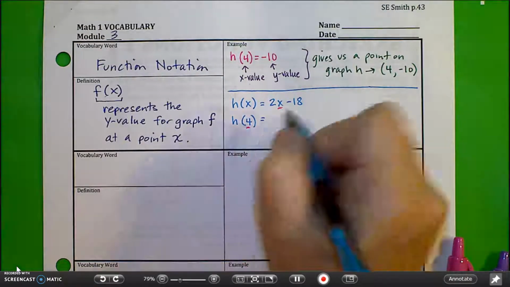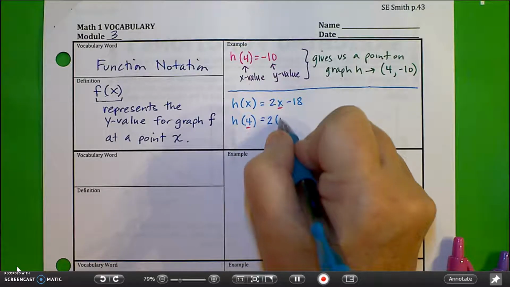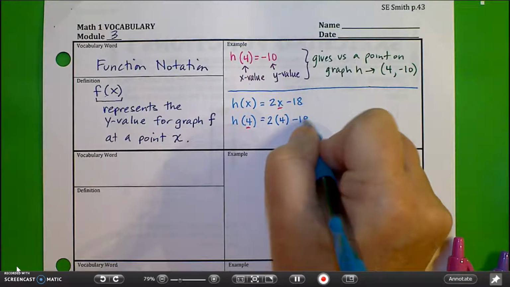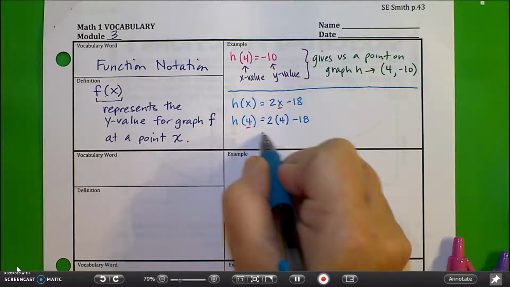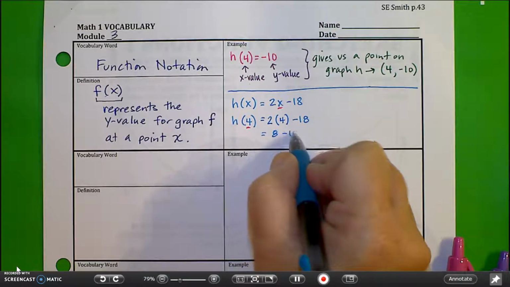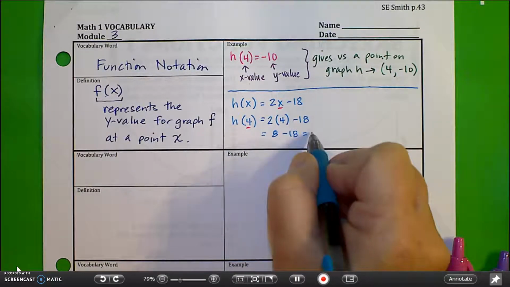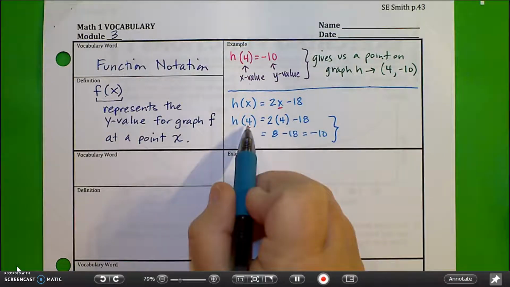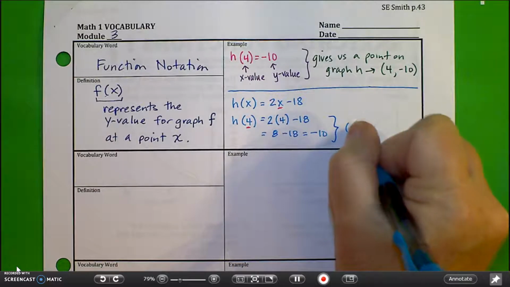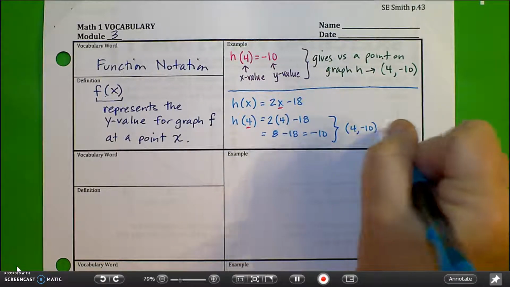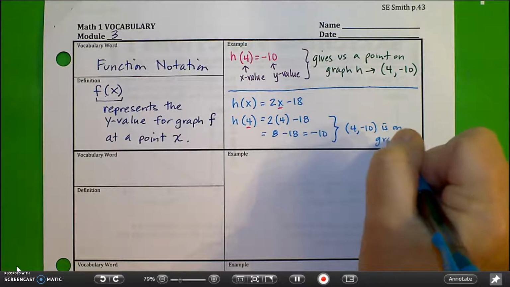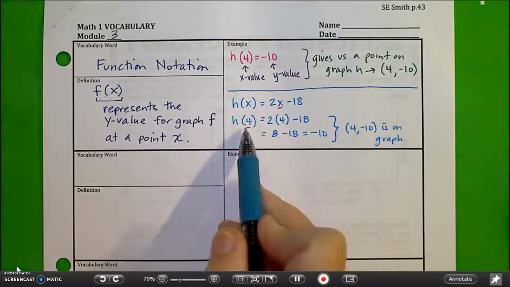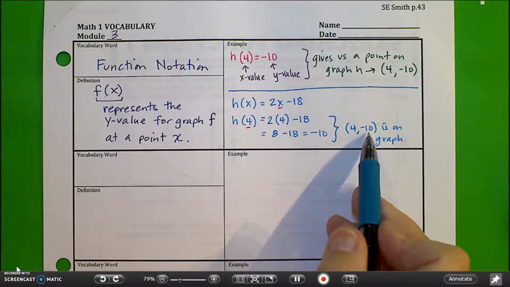So we would evaluate that by doing 2 times 4 minus 18. And then 2 times 4 is 8, minus 18. 8 minus 18 is negative 10. So this is another way to see that the point 4, negative 10 is on the graph. When x equals 4, y equals negative 10.